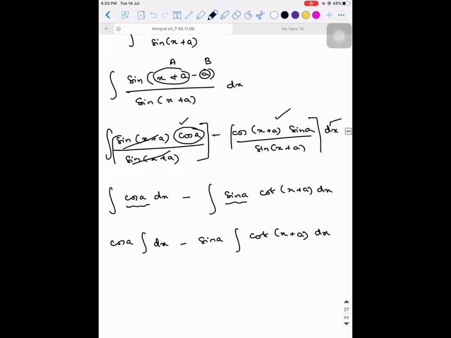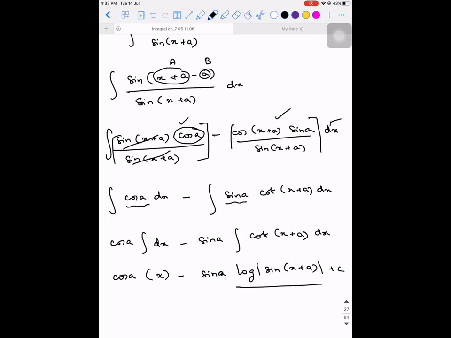Yes, sir. Cos a into the integral of dx is x, minus sin a into, what is the integral of cot of (x plus a)? It is log of sin of (x plus a) plus c. That's it, right? Did you guys understand what I did? So it is log of sin of (x plus a).